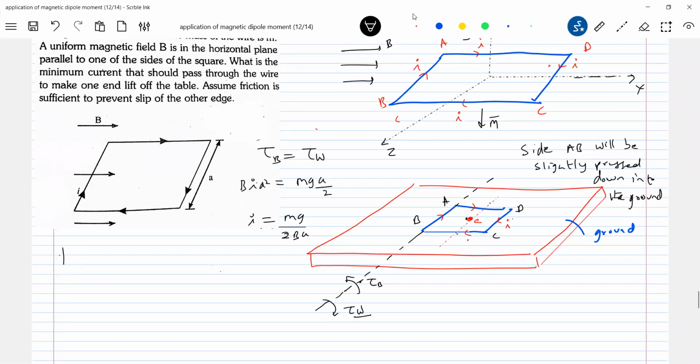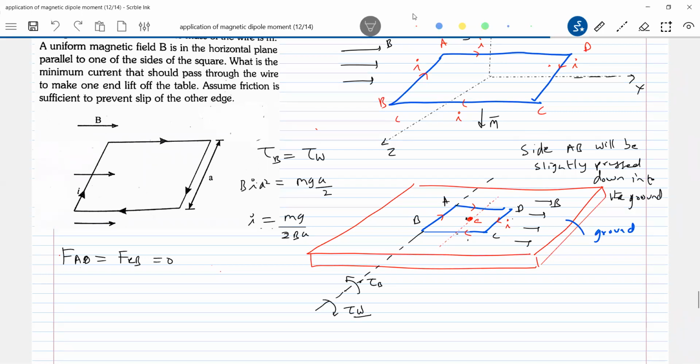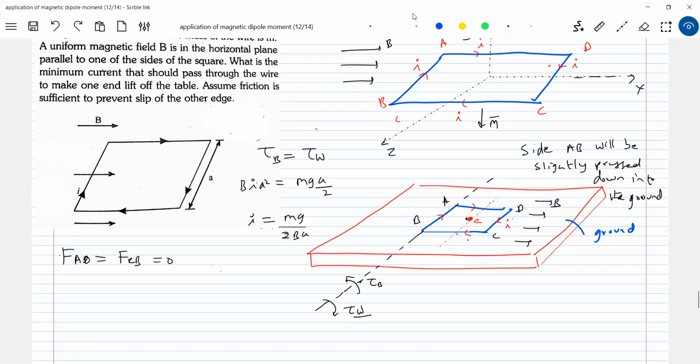First, I'll categorize the forces. The forces on wires AD and CB will be zero. Why? The Ampere force is zero because the B bar and the current are in the same direction. For AB, the L bar will be measured in the direction of the field, and for CB, the L bar is opposite to the B bar. So sine 180, or sine 0, makes the force zero. Since it will tip about AB, whatever force is set up will pass through the axis of rotation. So about AB, the Ampere force will not set up any torque.